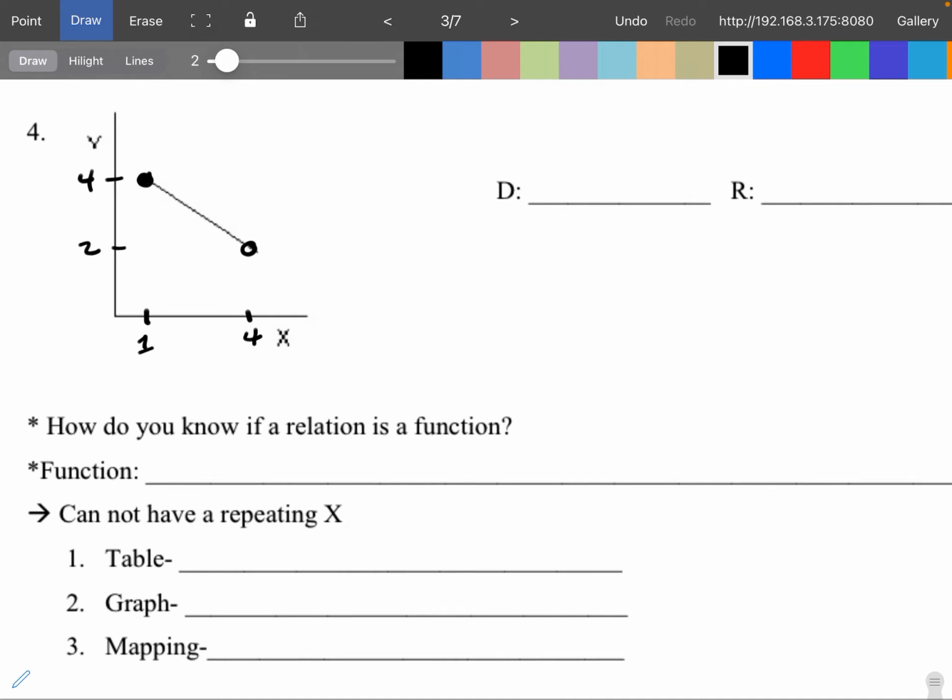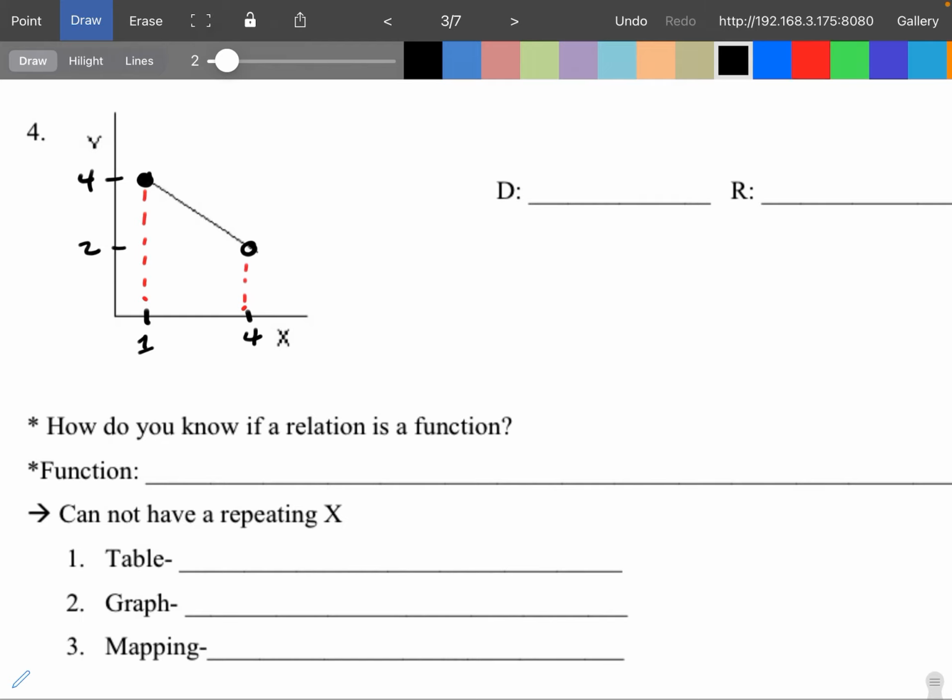Let me get this where you can write the domain and range again on here. All right, so for the domain, what's our smallest x value? You guys can see that, right? Your smallest x value would be right here.